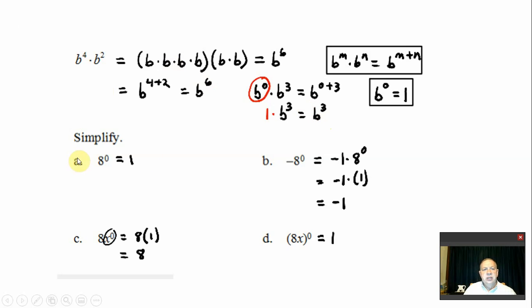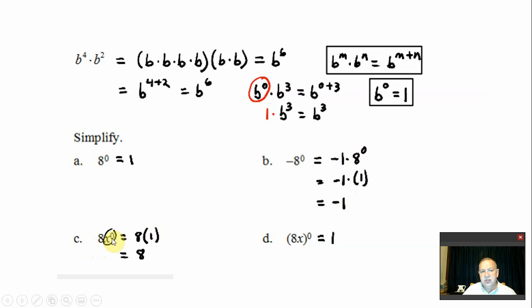Okay. So here, simplify these. I'm going to go over them. 8 to the 0, anything to the 0 power, I can replace with 1. Here I've got negative 8 to the 0. That 0 is only concerned with this 8 itself. I still have to have this negative 1 out front. If I wanted everything, I'd have to put a parentheses, and raise that to the 0. So here my negative 1's out front, 8 to the 0 is just 1. So this is negative 1.